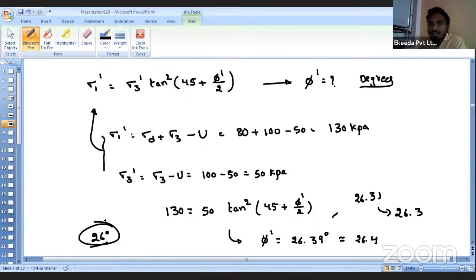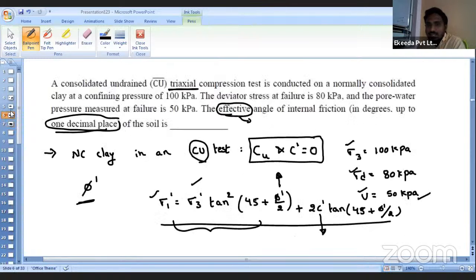As it is, we have to enter the answer, so no negative marking will be there. Depending upon this value, as they're asking up to 1 decimal, I will enter the answer as 26.4. So this is one question based on the triaxial test.